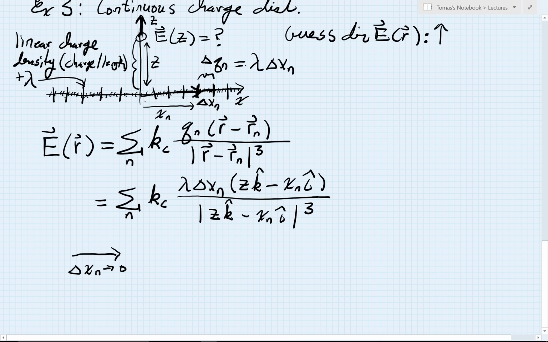Now this should start to feel very familiar to you, right? I'm taking a sum, I've got these delta x_n's. This clearly is the definition of what is known as a Riemann sum. And we all know what happens to a Riemann sum in the limit as we shrink down the size of our chunks. It simply goes directly over to an integral. So let's carry out that process.